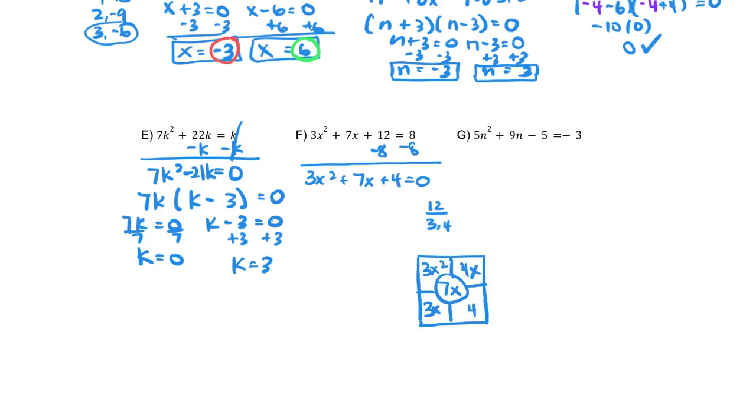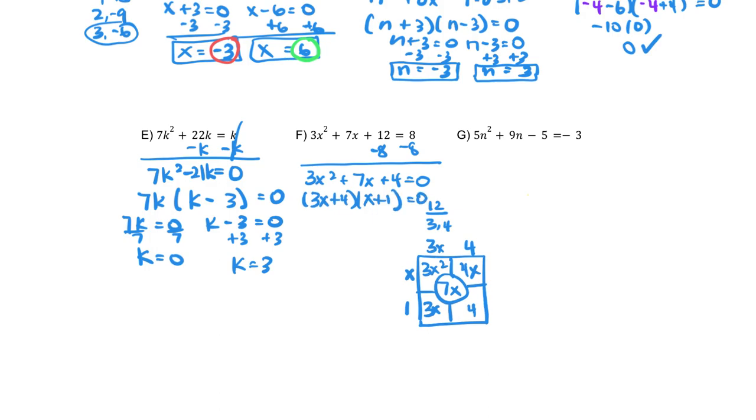So using the box method, in my first column, 3x is my common factor. In my second column, it's 4. In my top row, just an x factors out, and in my bottom row, it's just a 1. So my factors are going to be 3x plus 4 and x plus 1 equals 0.